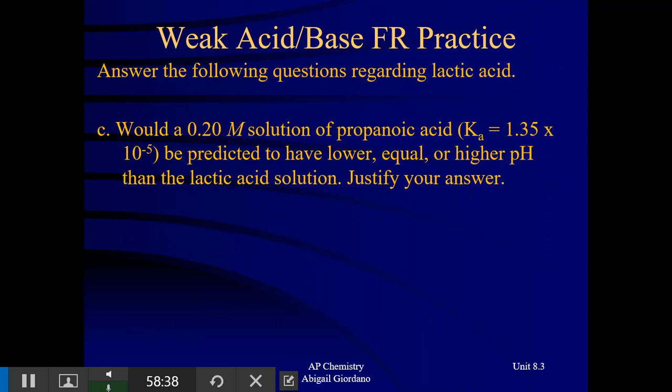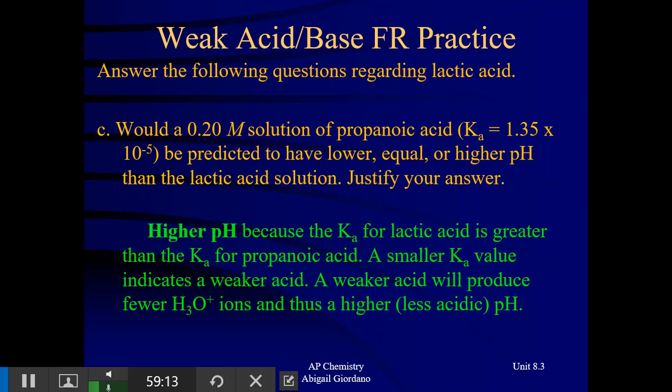Last part. Would a 0.2 molar solution of a different acid, propanoic acid, which is also weak, and you can see it's got a Ka value, be predicted to have a lower, equal, or higher pH than the lactic acid solution? Justify your answer. Now, guys, you could, if you wanted to, go through, set up the ICE table, and solve for the pH of this one, but you did not have to. You could explain it in words.